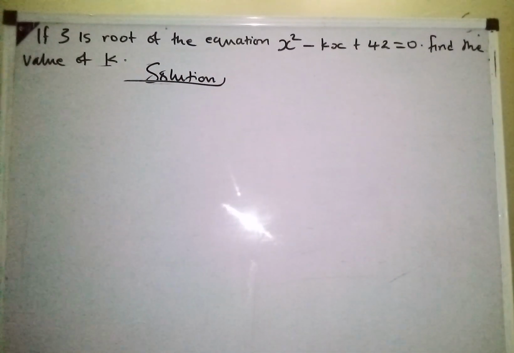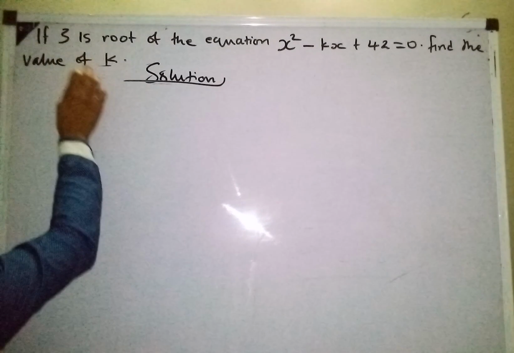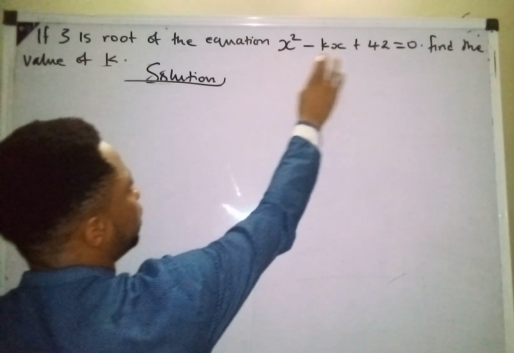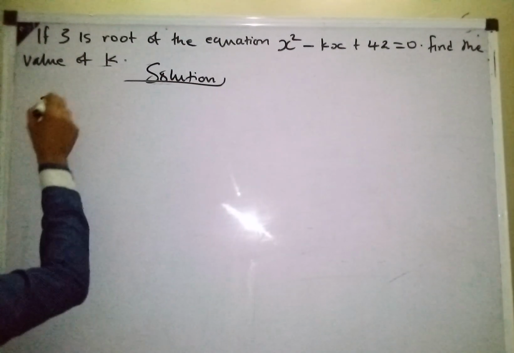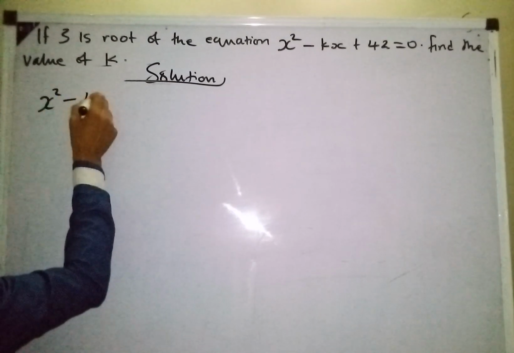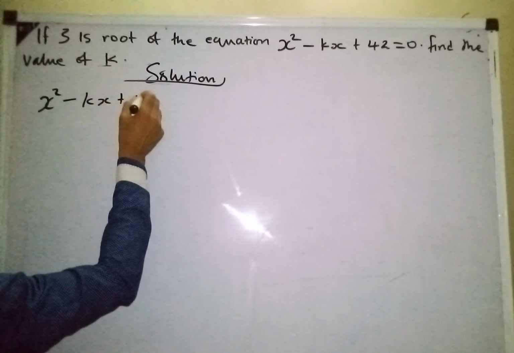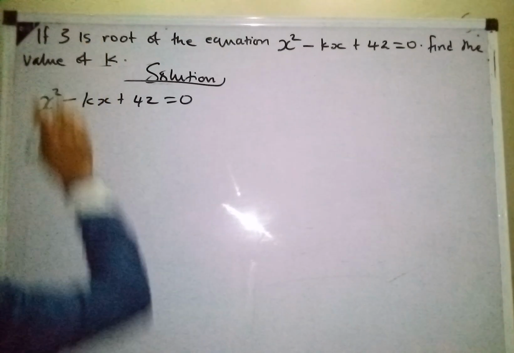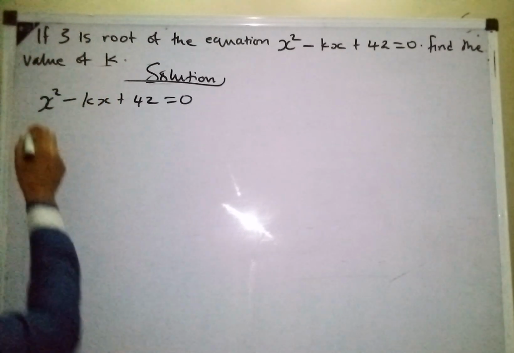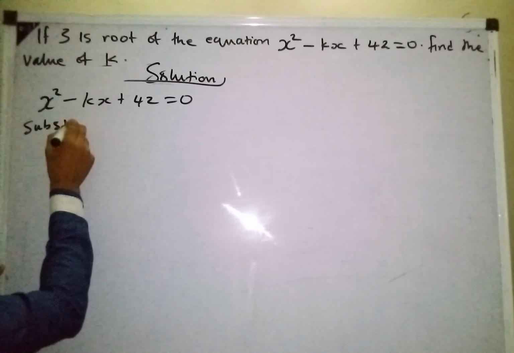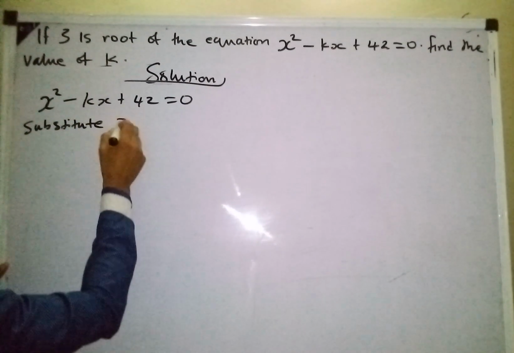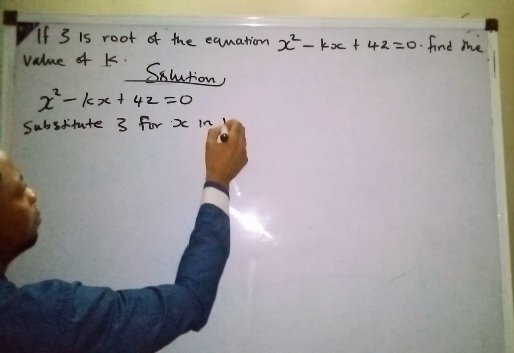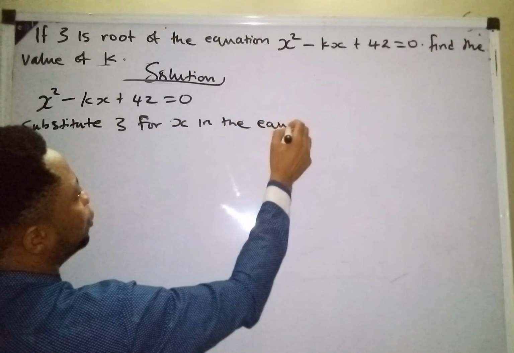Now listen, since we are asked to look for the value of k when 3 is the root of the equation, what is the equation? Here is the equation: x to the power of 2 minus kx plus 42 equals 0. Since we know that the root of the equation is 3, we can simply substitute 3 for x in the equation.